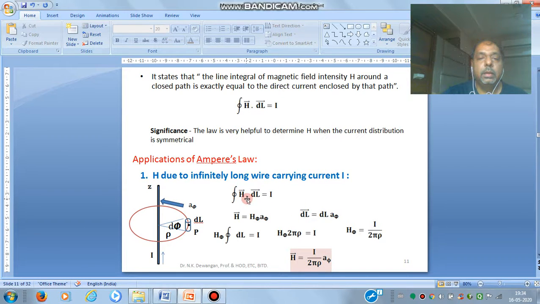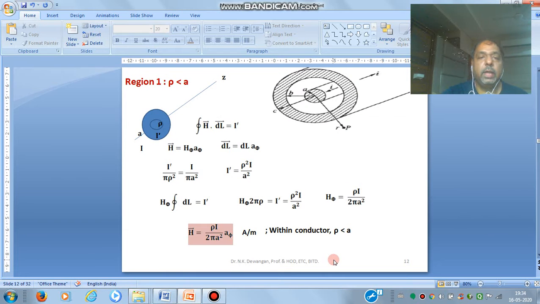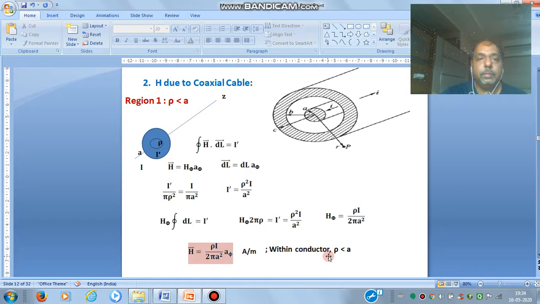Now we put the values of H and dl in Ampere's law. You see that H and dl vector both have the same direction, so A phi dot A phi will be equal to 1. So H phi dl is equal to I. The dl around a closed path gives the total perimeter of that closed path, so that is 2 pi rho, into H phi, equal to I. So H phi is equal to I by 2 pi rho, so the H vector is equal to I divided by 2 pi rho A phi. You can see that very easily we calculated the value of magnetic field using Ampere's law.